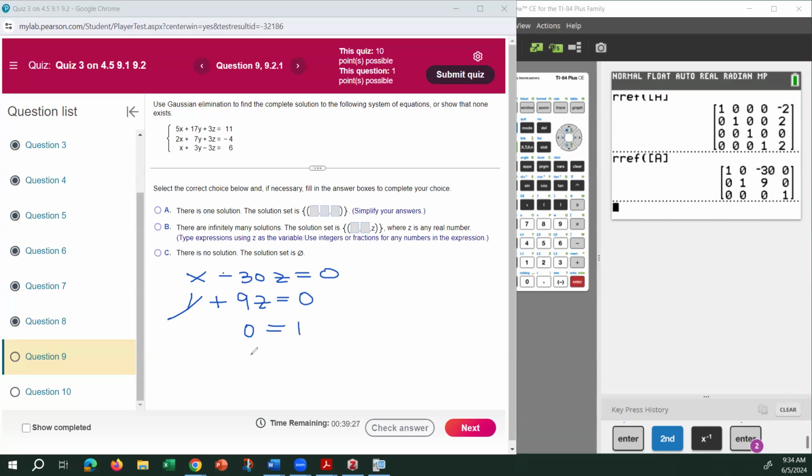So if you look at the last equation, if you get something like 0 is equal to 1, that is not true, right? You get 0, 0, 0, 1. And so in this case, we're going to conclude that there is no solution. The solution set is empty. And so we're going to choose the last option.